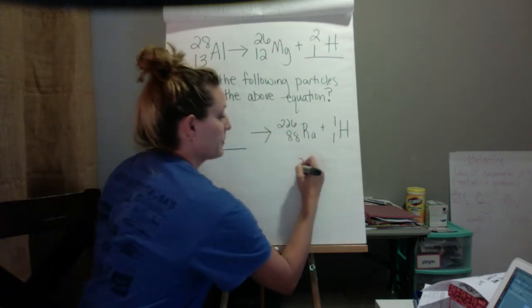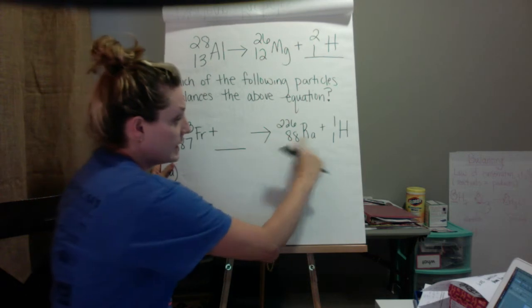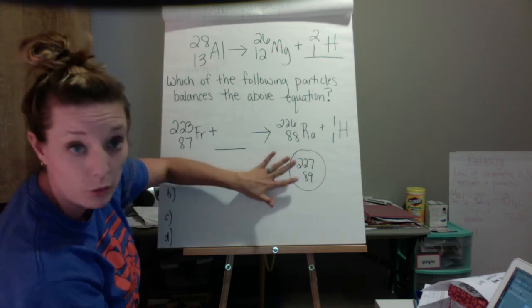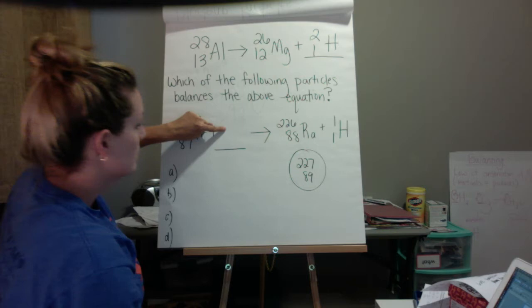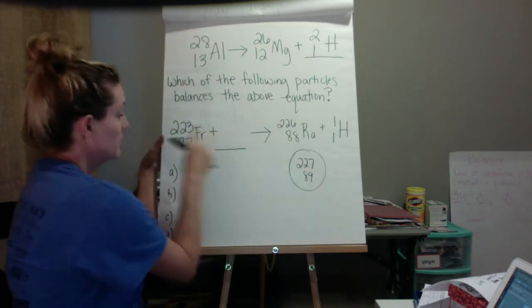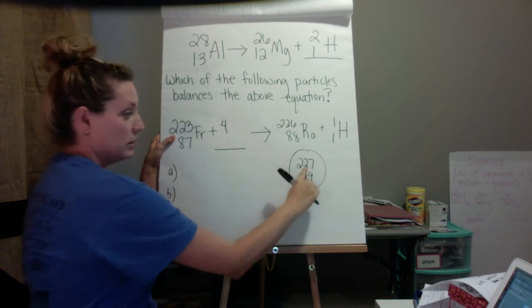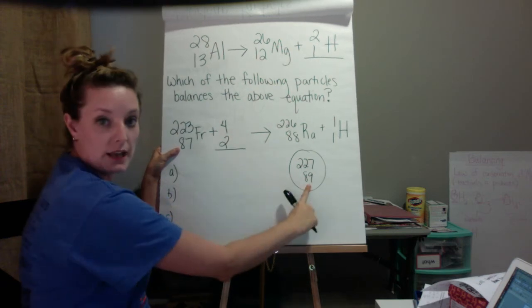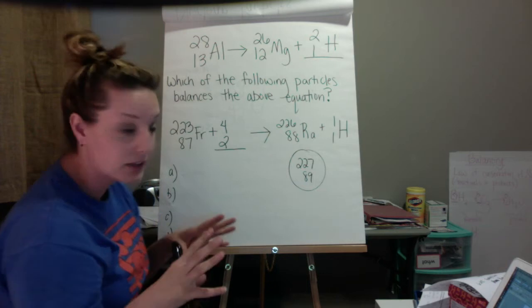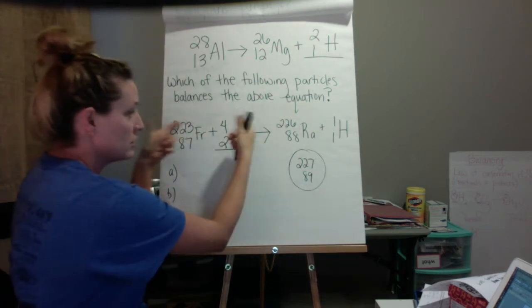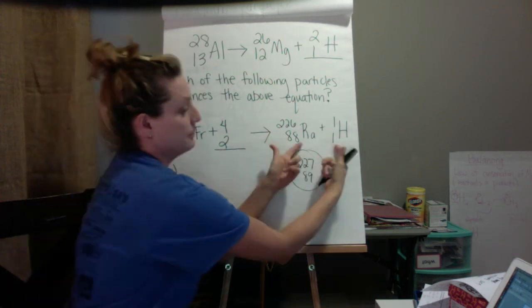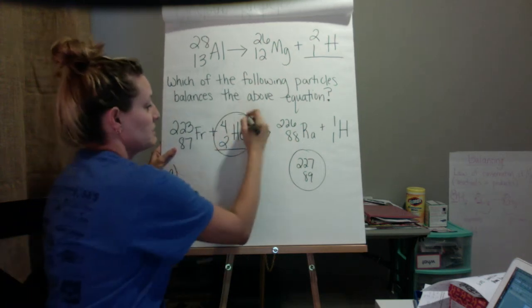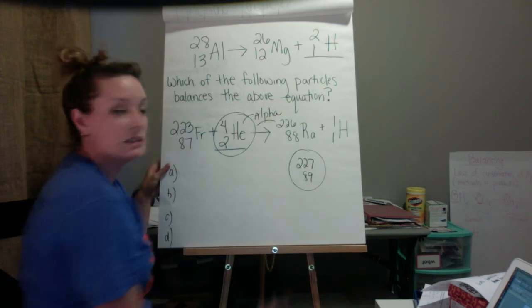226 plus 1 is 227. 88 plus 1 is 89. So these are my total numbers on the right side. So I need for this number and this number to add up to be 227. So 223 plus 4 equals 227. 87 plus 2 equals 89. And now my equation is balanced. Mathematically, it's balanced. I have the same number of protons and neutrons on the top and have the same number of protons on the bottom. Okay? And then now I have to pick my element. Number 2 on the periodic table is helium, which obviously tells me that this is an alpha particle.